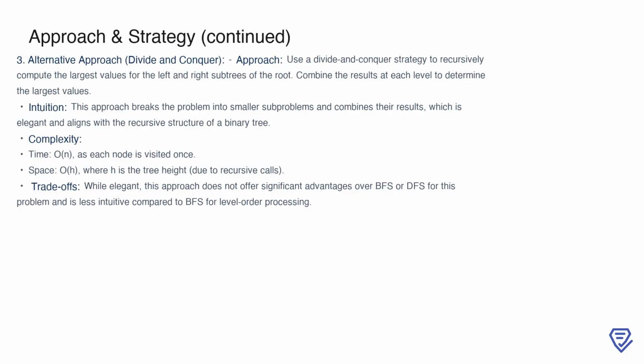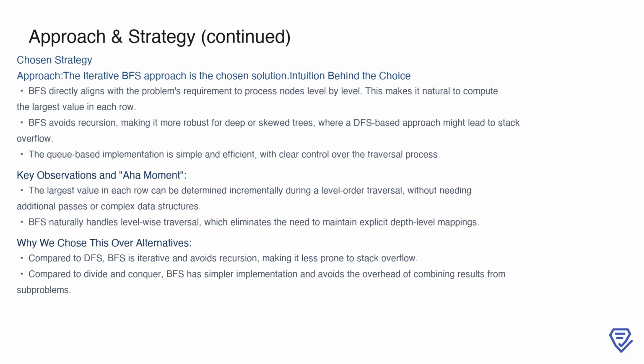While elegant and conceptually appealing, this method does not offer significant advantages over BFS or DFS in the context of this problem. It also adds the complexity of combining results from the left and right subtrees, which can make the implementation less intuitive compared to BFS. The iterative BFS approach was ultimately chosen as the best solution for this problem. This method aligns perfectly with the requirement to process nodes level by level, making it a natural fit for computing the largest value in each row.